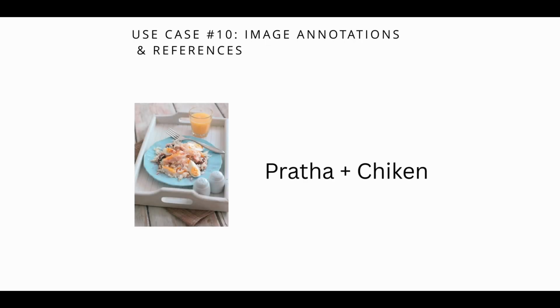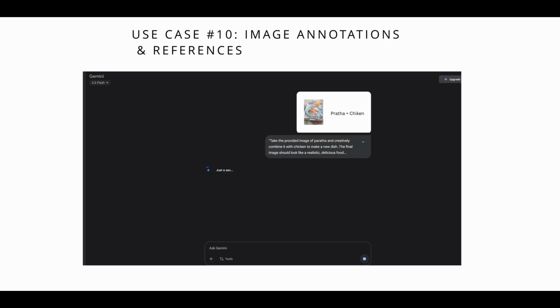We can guide our image creation through annotations and also with reference images. Here I took this image of delicious food with a decent tray, edited in Canva, gave it back to Nano Banana. I wrote paratha and chicken as annotations, and in the prompt I told it to make a dish from it. Let's see what it can create. Here we go. It completely nailed it and made a dish. Here I think no one can compete with Nano Banana.